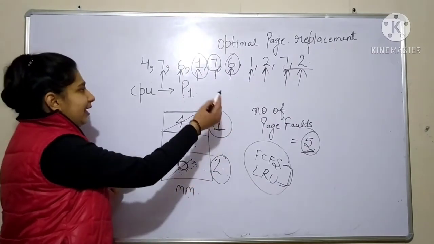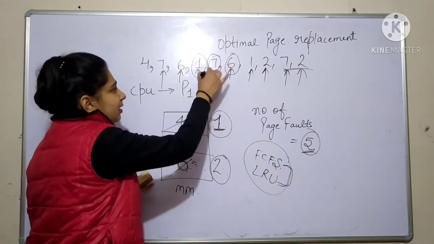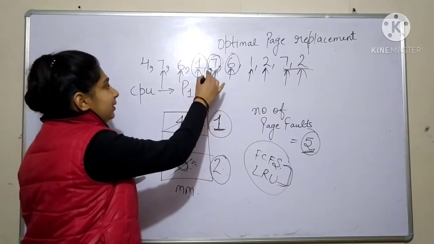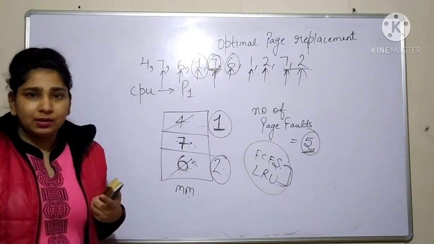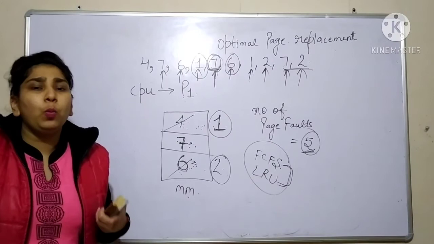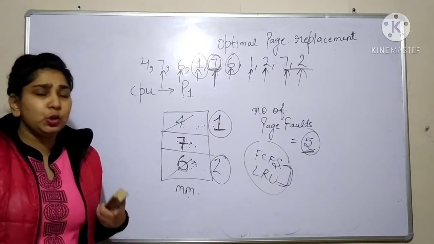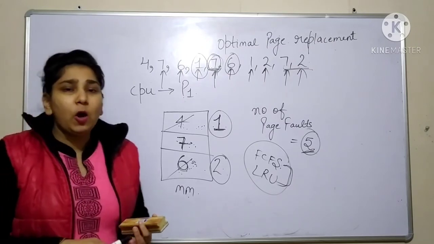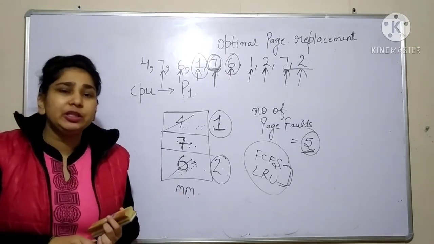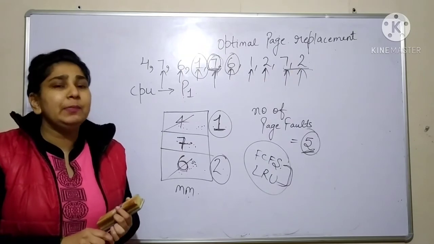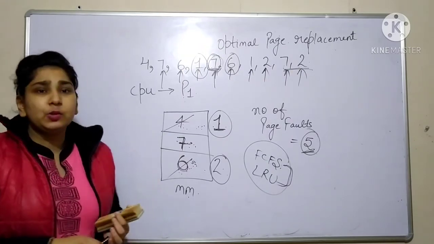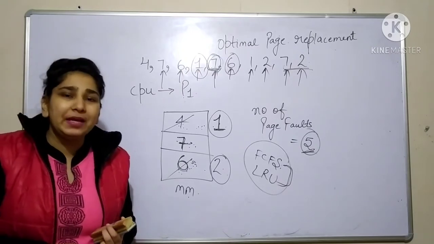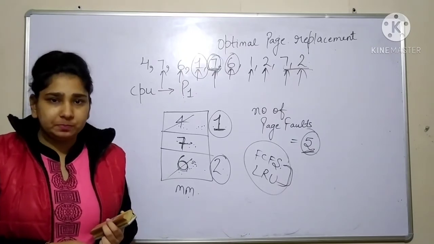Let's suppose you are executing this instruction and providing your CPU this page. You don't know which next page will be required. So that's why optimal page replacement algorithm is not used in practice, but it is going to give you the best performance out of all of the page replacement algorithms.